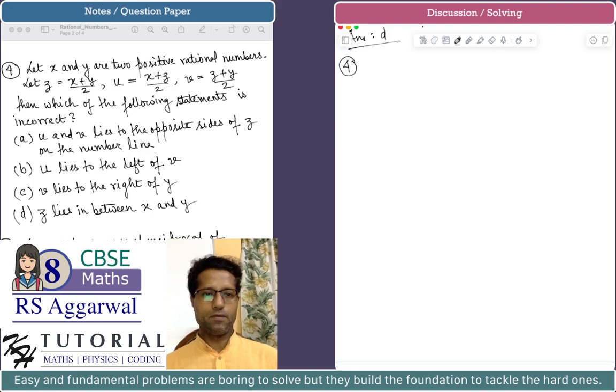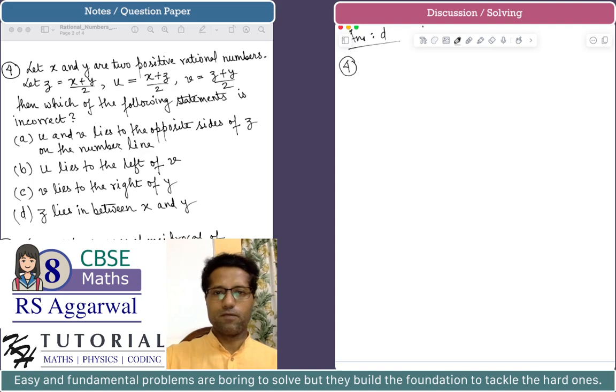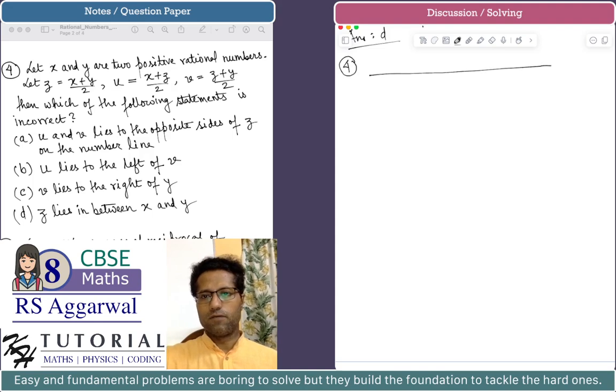First choice A is u and v lie on the opposite sides of z on the number line. u lies to the left of v, v lies to the right of y. So all the choices are regarding which number lies to the left or right of which number. So it's better we draw the number line and try to understand the position of the numbers visually.